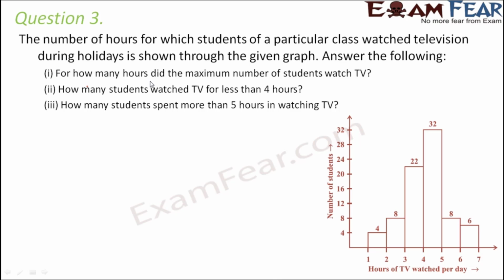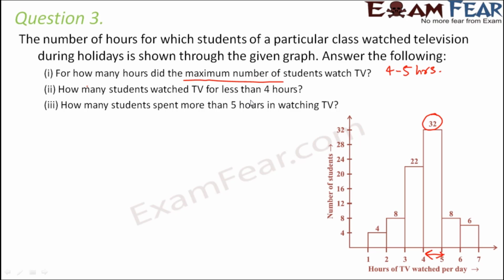Let us look at the first question. For how many hours did the maximum number of students watch TV? Where do we have the number of hours? On the x-axis. Just observe that duration, maybe 1 to 2 hours, 2 to 3 hours, 3 to 4 hours, in which duration the maximum number of students is observed. You see in the first duration 4 students, second duration 8, 22, 32, 8, 6. Where do you have the maximum number of students? Here. Which is this duration? This is nothing but 4 to 5 hours. So, the answer for this would be 4 to 5 hours. This is the duration during which the maximum number of students watch TV.